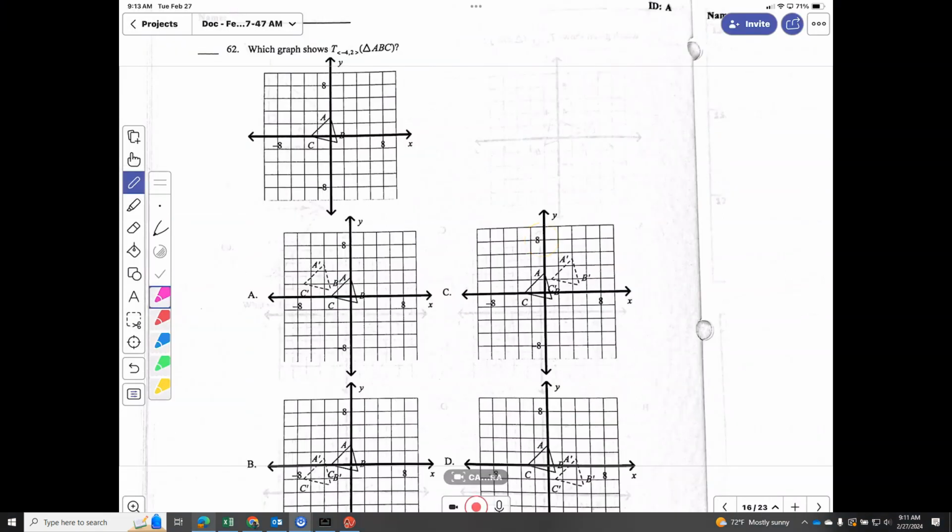Which graph gives the transformation? And they have -4, 2. This means to move to the left, and this means to move up. So let's use our logic here to eliminate answers. D is eliminated and B is eliminated because they're both going up. The only one going left is A, so that has to be our answer.